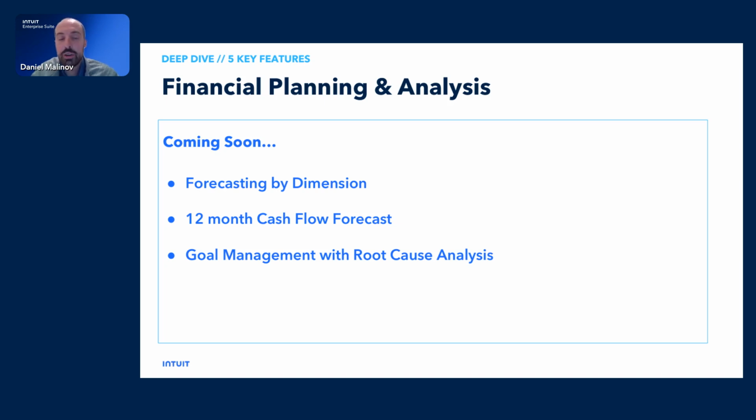And then we're also going to have goal management with root cause analysis. So you'll be able to do a P&L budget, let's say. And then if you're off budget, you can have a root cause analysis actually analyze that budget for you and tell you exactly why your goals are off, or at least give you some insights, and then also recommend actions to take to get your P&L back on track.